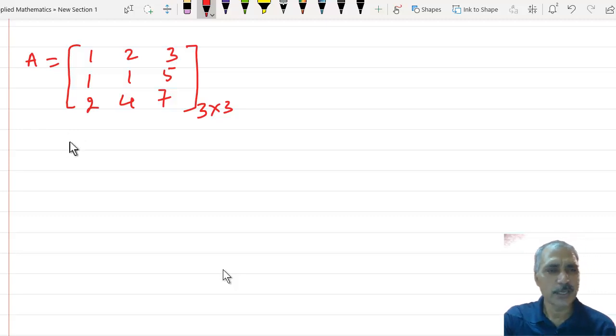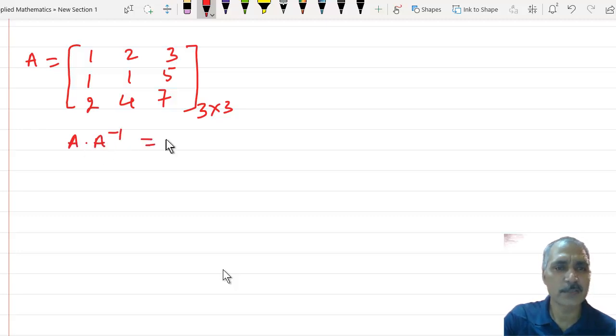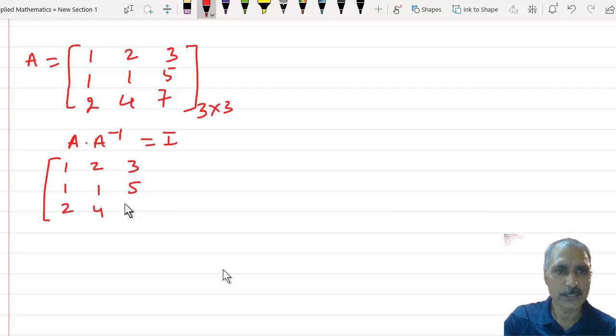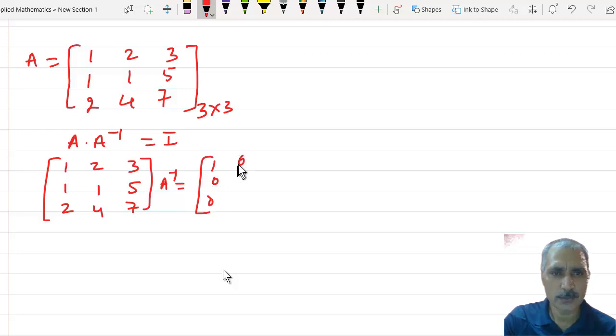As I have told you in the earlier lecture, in the case of row transformation, we are going to start with the concept of A into A inverse is equal to I. Now, we have been given A, so we will first write 1, 2, 3, 1, 1, 5, 2, 4, 7 into A inverse is equal to the identity matrix. The identity matrix of order 3 by 3 is 1, 0, 0, 0, 1, 0, and 0, 0, 1.